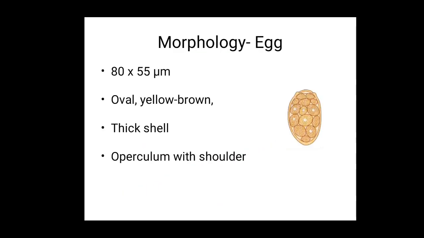this is the morphology of the egg. Egg is around 80 to 55 microns in size. It is oval. It is yellow brown color. It has got a thick shell, you can see that, and it has got an operculum. You can see that operculum is a flap-like structure which upon pressure opens up like a cap, and it has got that shoulder which is protruding. You can see that operculum with the shoulder is a typical feature of the eggs of trematodes. That is the morphology of the egg. So you have seen the morphology of the adult form, larval form, and the egg.